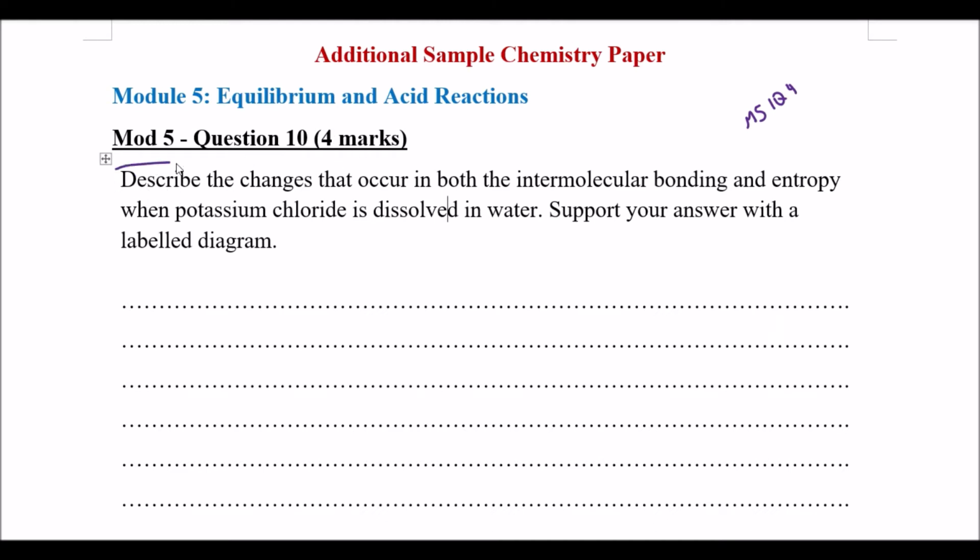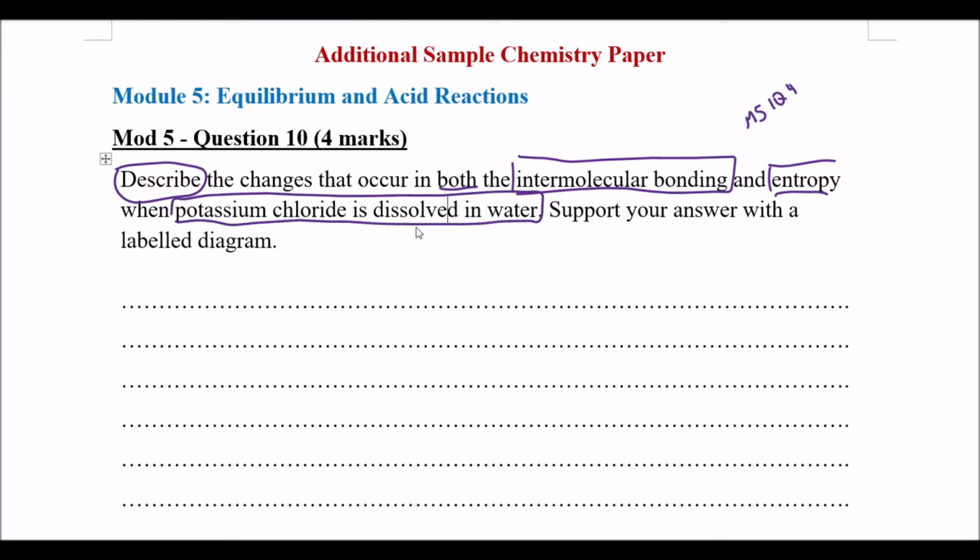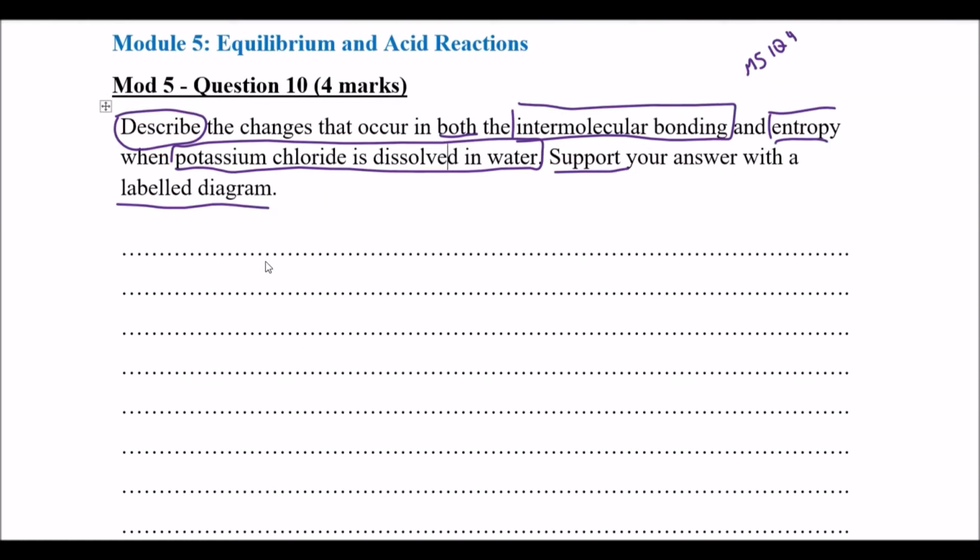It asks us to describe the changes that occur in both the intermolecular bonding and entropy when potassium chloride is dissolved in water. We need to support our answers with a labeled diagram. So let's have a look here.